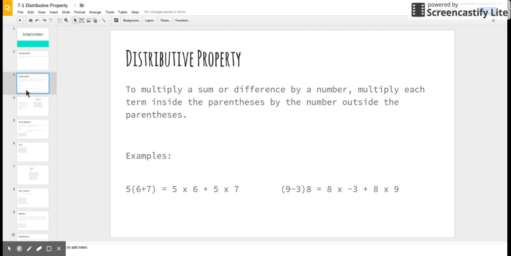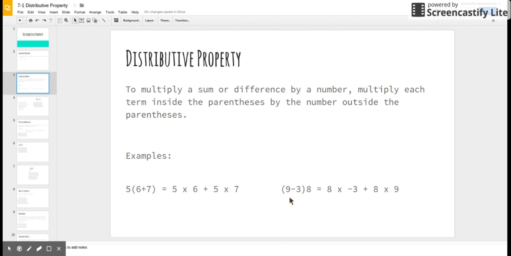Now we're going to talk about what the distributive property actually is. To multiply a sum or difference by a number, multiply each term inside the parentheses by the number outside of the parentheses. For example, here we have 5 times (6 plus 7). You can just do 5 times 6 plus 5 times 7. So this expression and this expression are equivalent.